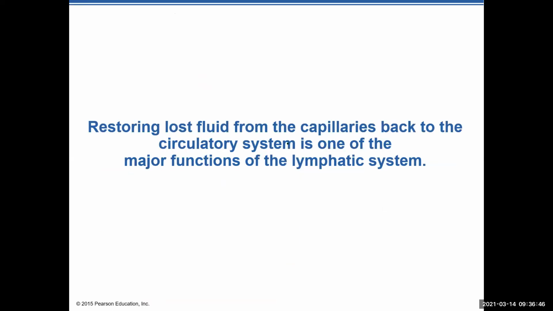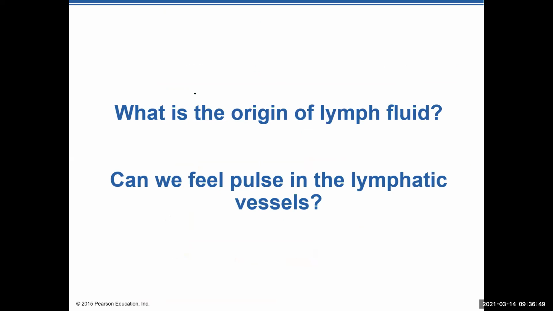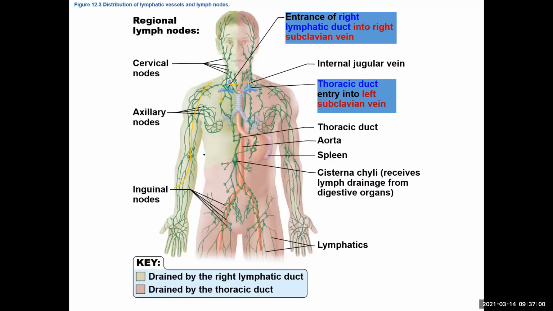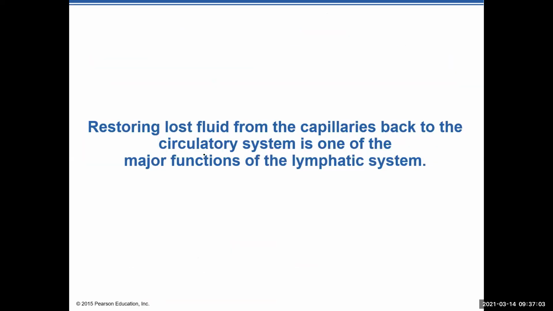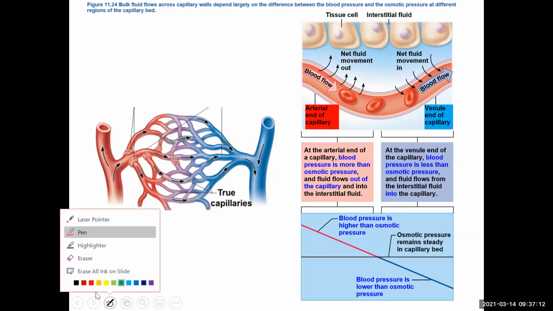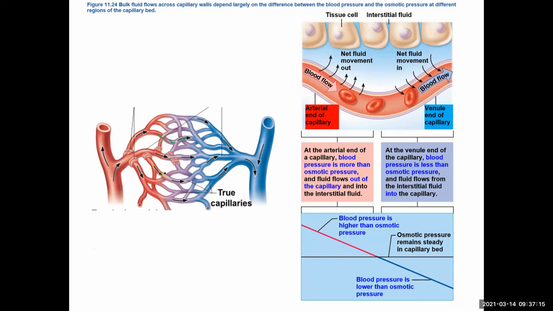If I ask you a question now, what is the origin of the lymph fluid? Remember, what is a lymph? It is the same fluid with different names. Please pay attention, everyone. When this fluid was within the blood, we call this fluid plasma. When this fluid went outside the blood vessels, it stayed in the interstitial spaces over here. We called this fluid an interstitial fluid.